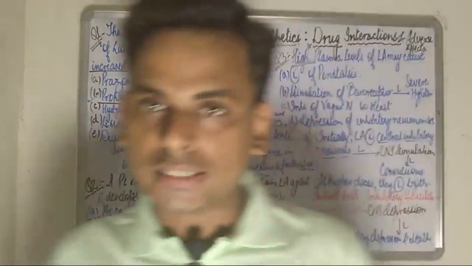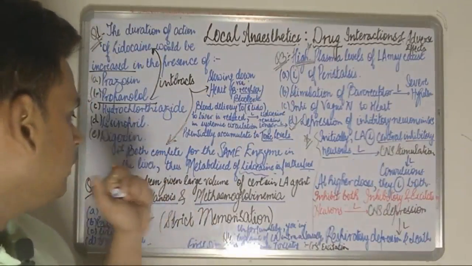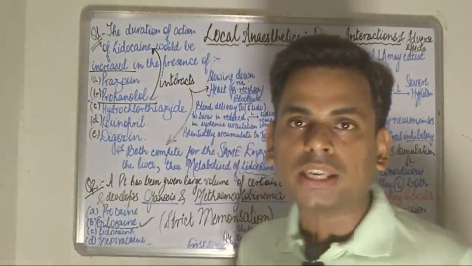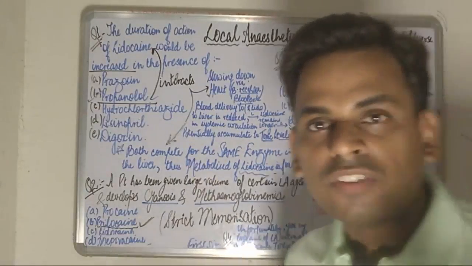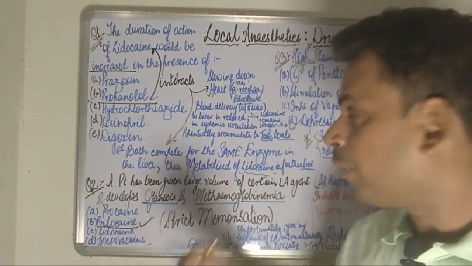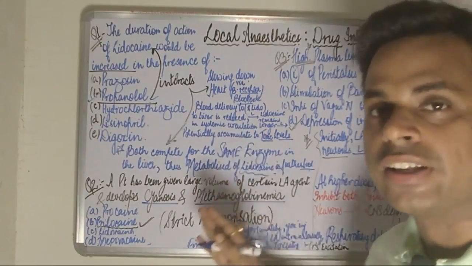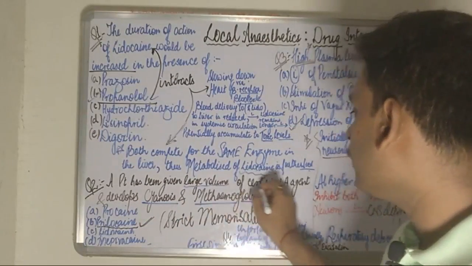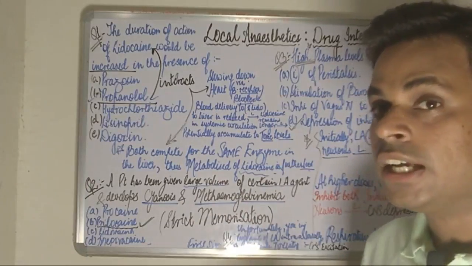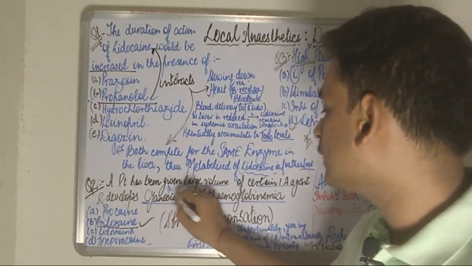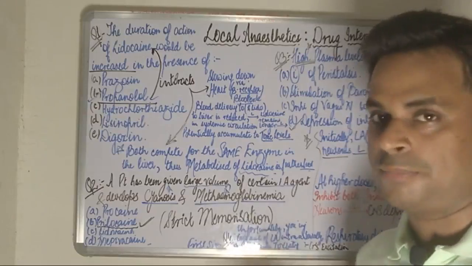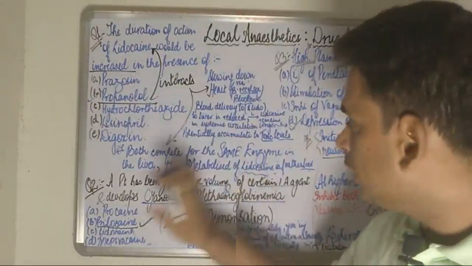Moving on to the next question. The next question I'm taking up is one of the very favorite MCQs that has been very frequently asked: a patient has been given a large volume of a certain local anesthetic agent, and he is going to develop cyanosis and methemoglobinemia. So students, this is the question.